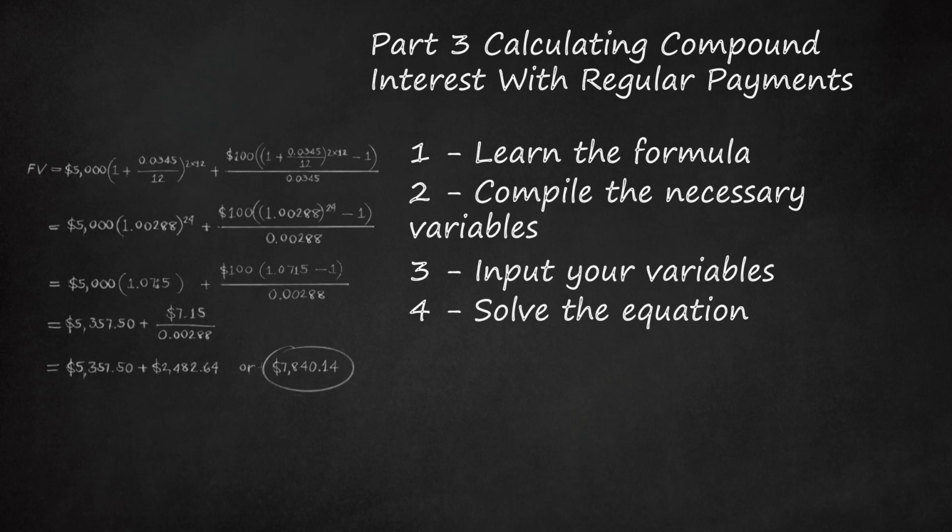Solve the addition within the parentheses. This means adding the 1 to the result from the last part. This gives FV = $5,000(1.00288)^(2*12) + $100((1.00288)^(2*12) - 1)/0.00288.